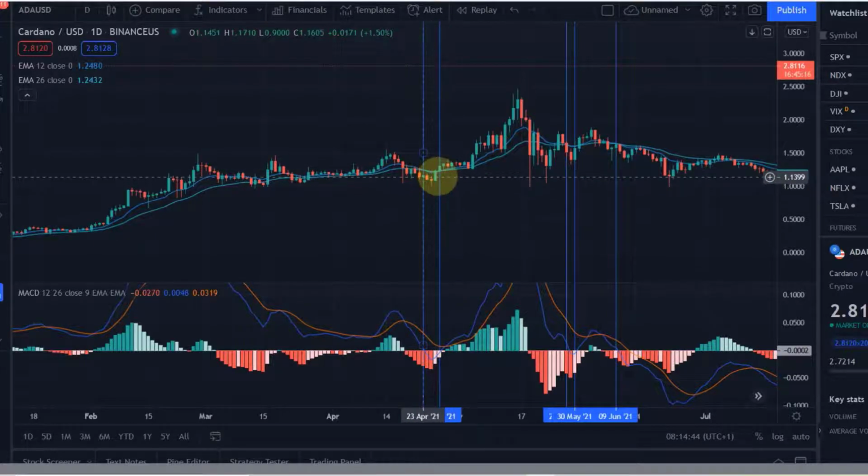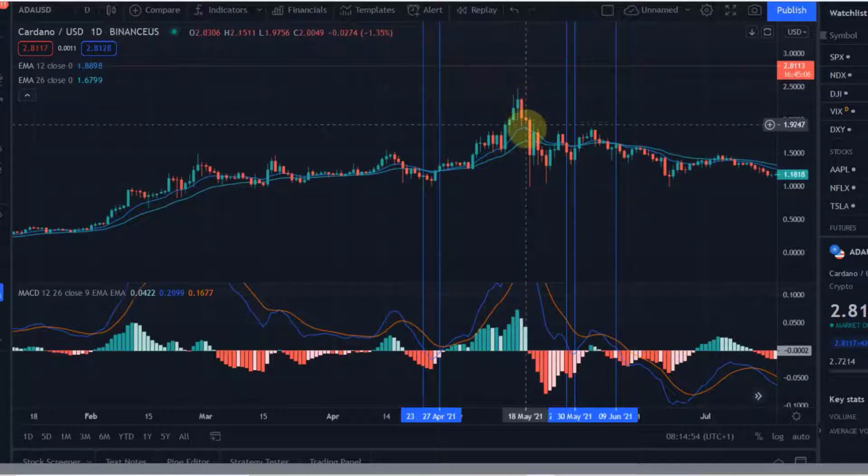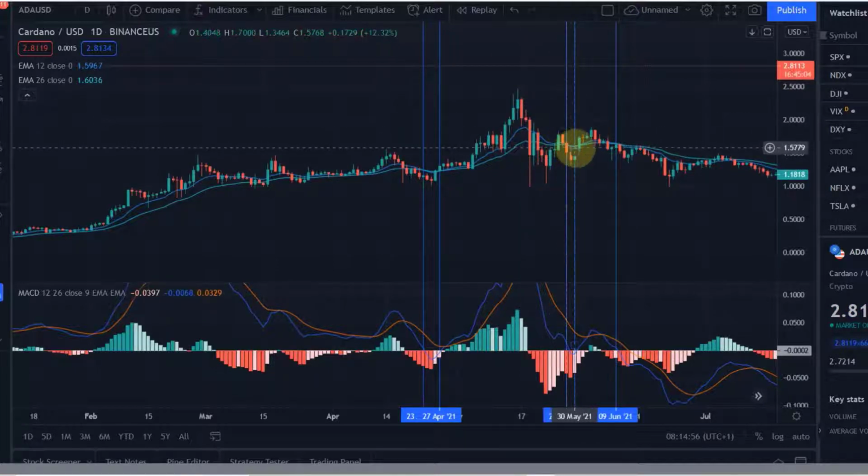Then again, it would have moved up. Just assuming you would have seen that fake out, you would have stayed within the trade. You could have gone all the way up, but you probably would have then missed out on cashing out and would have gone all the way down again to that crossover here. Again, a fake one. But you could have still traded it on a shorter term time frame.